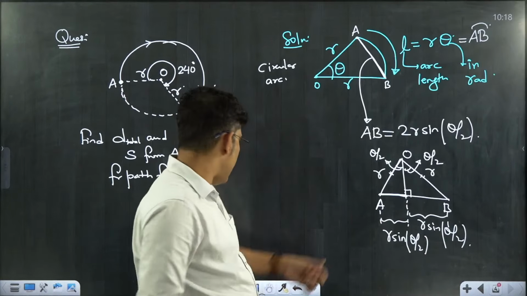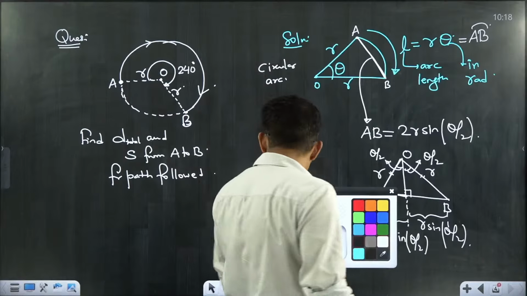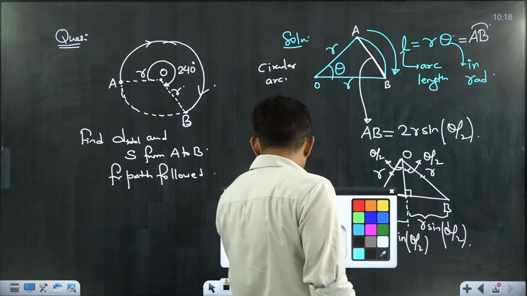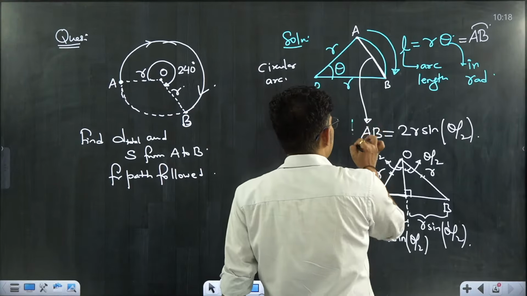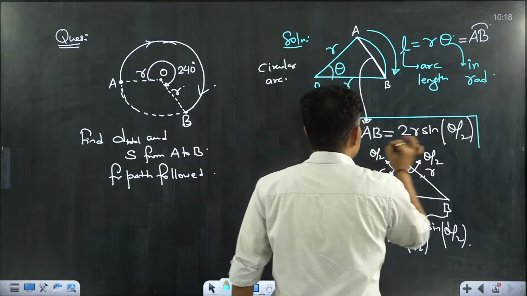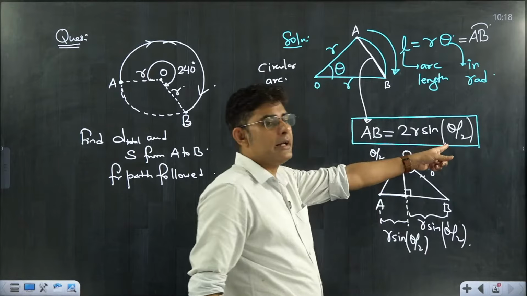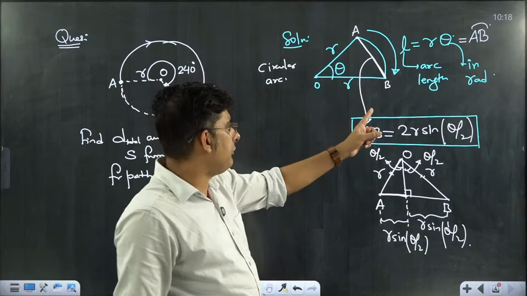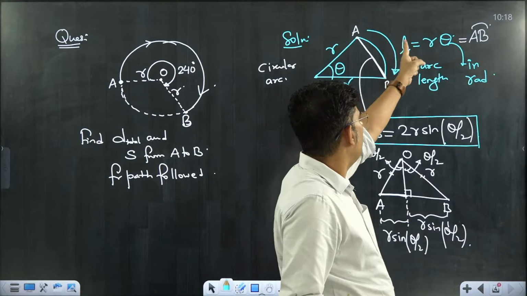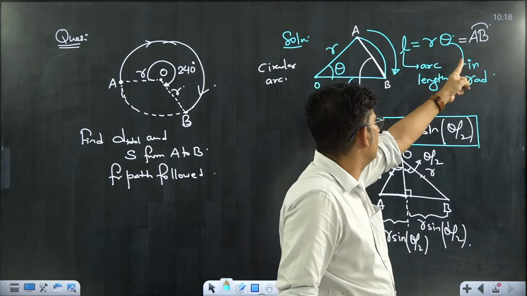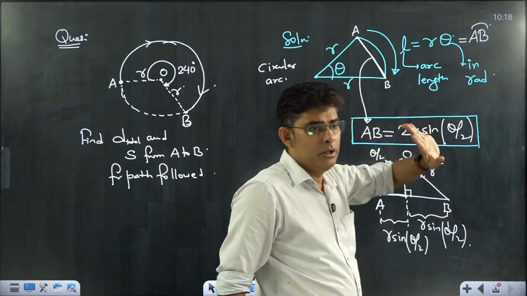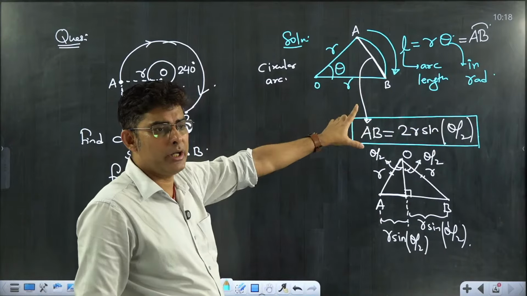Similarly, this also becomes r sine theta by 2. So whenever they ask you for a circular arc, the distance of the straight line joining the 2 points is 2r sine theta by 2. And if they say the arc length or the distance covered, it is simply r theta. So for any question you can use it.